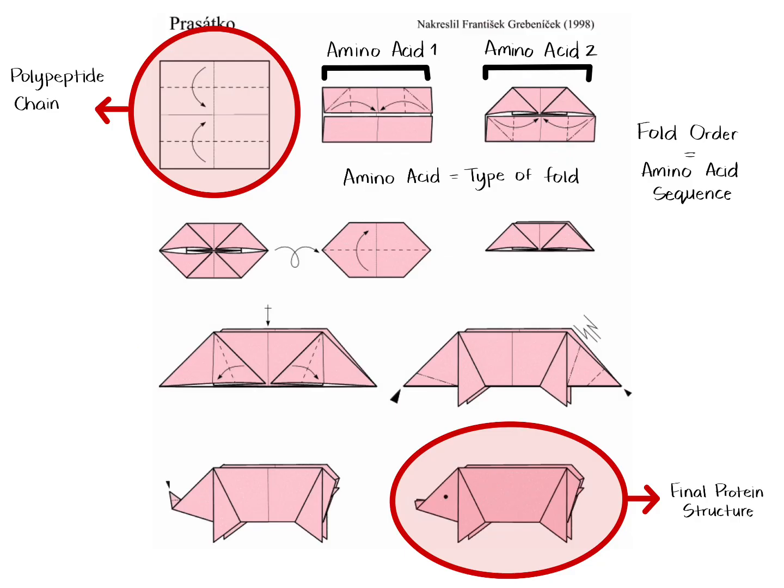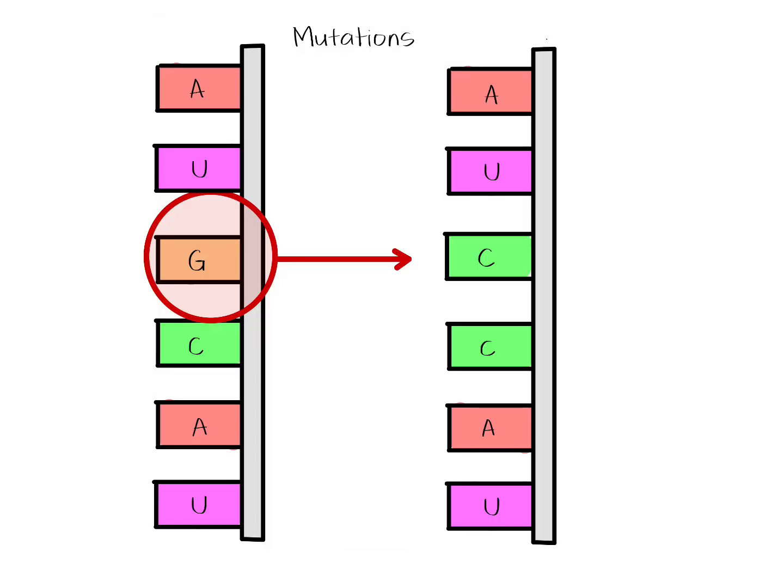Think of it like origami. The amino acids are the folds, the sequence is the order of the folds, and the protein structure and function are the final paper animal or object. Mutations are changes in the DNA sequence that can alter a protein's structure and function. Mutations come in various types, each with different effects.